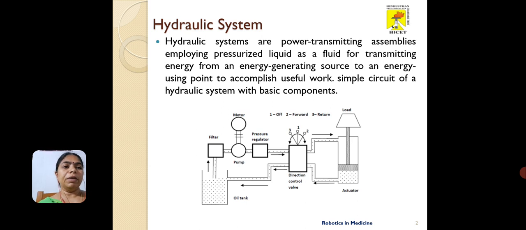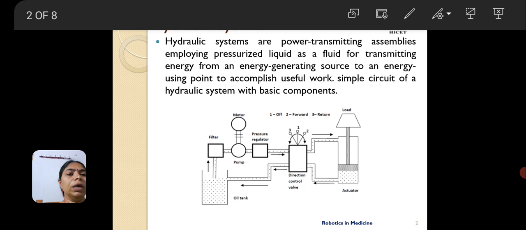Hydraulic systems are power transmitting assemblies employing pressurized liquid as a fluid for transmitting energy from an energy generating source to an energy using point to accomplish the usual work. So, this is a simple circuit of the hydraulic system with basic components. Let us see what are the components involved in the hydraulic system.